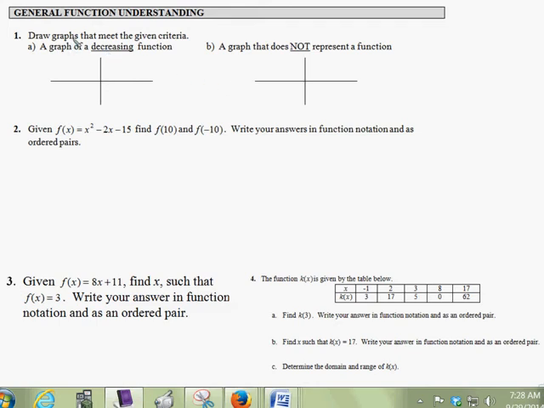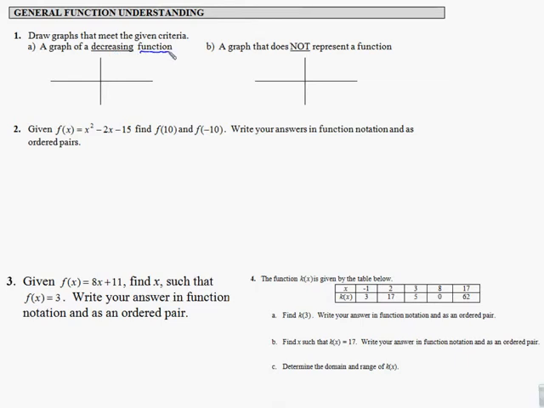In this problem, we have to draw graphs that meet the given criteria. We need a graph that's decreasing, but it also needs to be a function. To be decreasing just means as you move left or right that your graph is going down. To be a function, graphically, you can test whether something's a function just by applying the vertical line test.